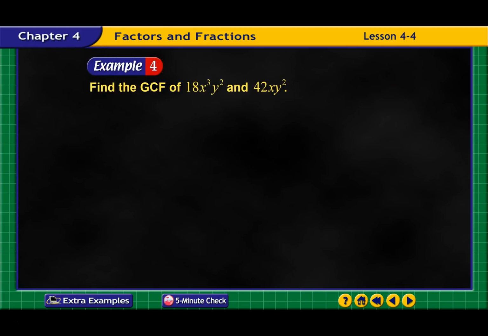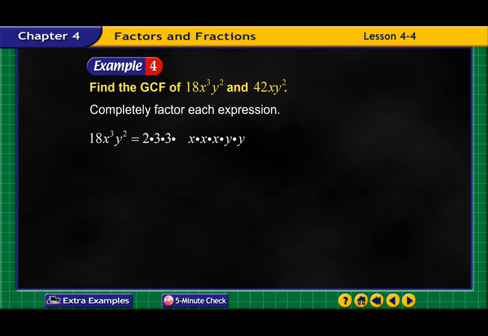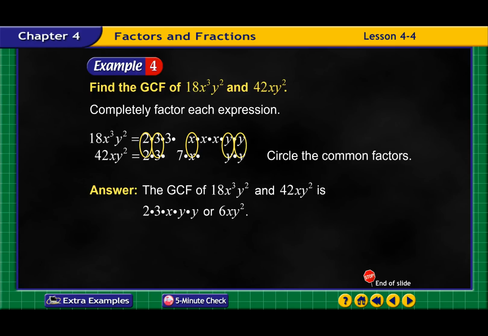All right, find the greatest common factor of these two. So we have to come up with the factor. First, we need to completely factor each one. So I'd have to do the factor tree for 18, the factor tree for 42 to get these out. Notice we lined them all up there as best we could. So circle the common factors. So the greatest common factor of this is going to be 2 times 3. So I can put those together and make it 6. And then 1 x and 2 y's.